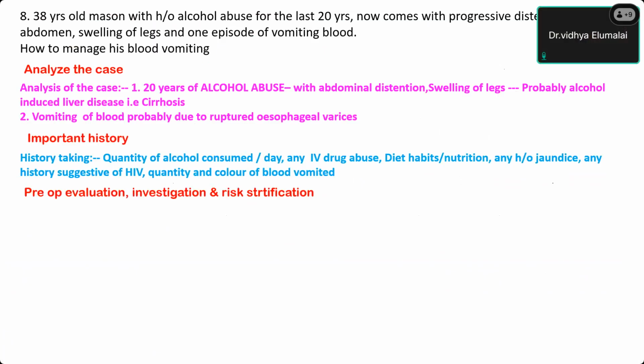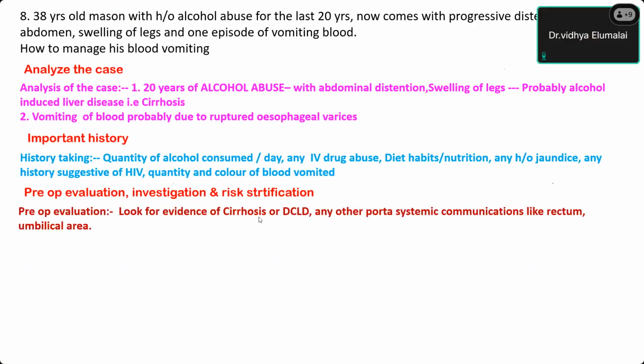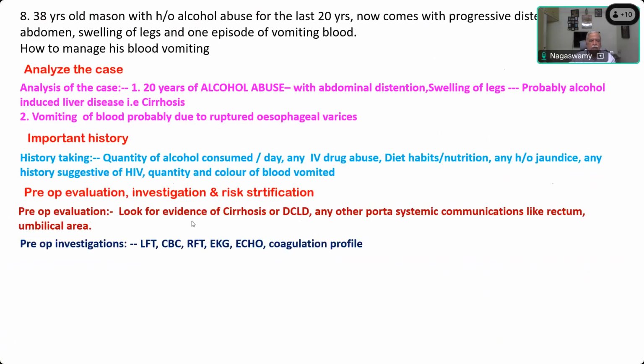So examination from head to toe. Pre-op, look for evidence of cirrhosis or decompensated liver disease, like poverty above and prosperity below. That is the classical appearance: the emaciated look in the upper part of the body and edema and fullness in the lower part of the body. Any other portosystemic communications like in the rectum, any history of bleeding per rectum, and any dilated veins around the umbilicus called caput medusae. So these are the things that you have to look for.